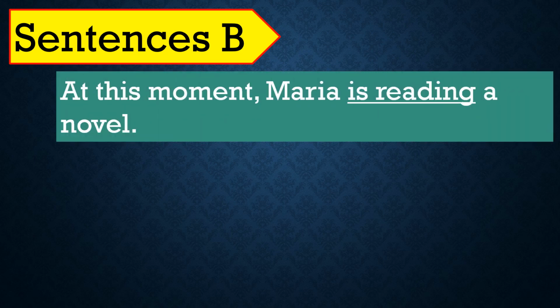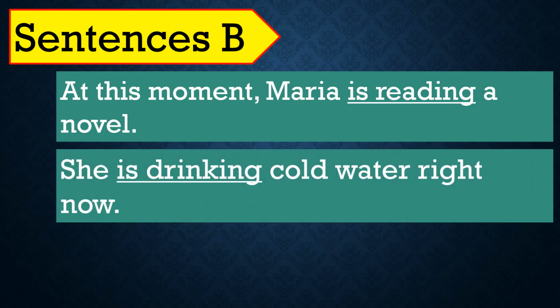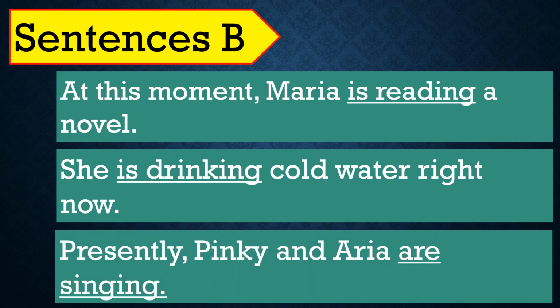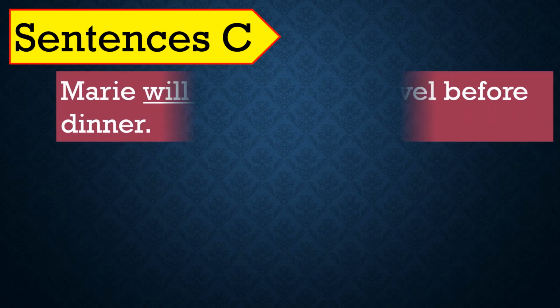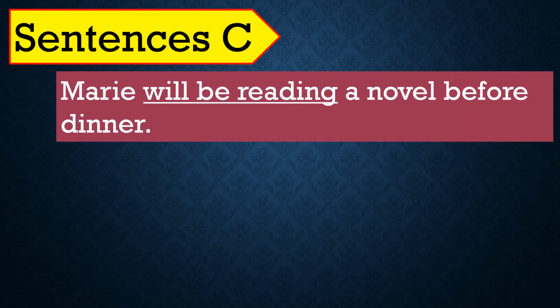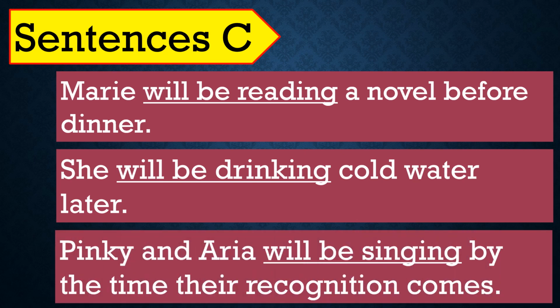Sentences B. At this moment, Maria is reading a novel. She is drinking cold water right now. Presently, Pinky and Aria are singing. For sentences C, Maria will be reading a novel before dinner. She will be drinking cold water later. Pinky and Aria will be singing by the time the recognition comes.